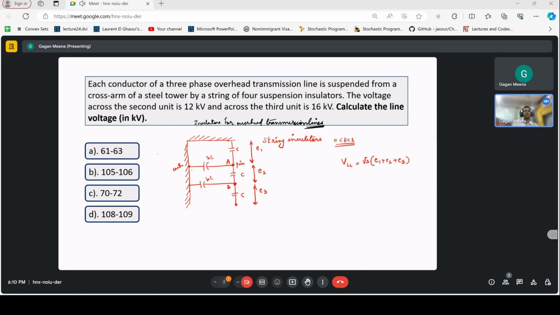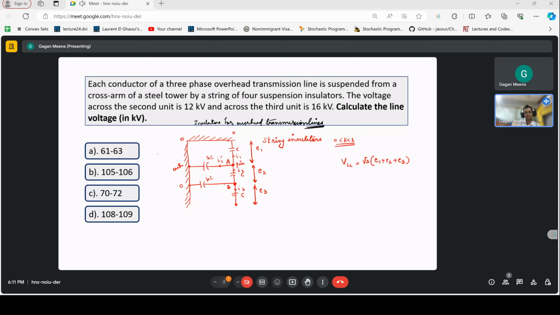Now if you want to write KVL, not KVL, it is KCL. Let us first define currents. So this is I1, this is I1 dash, this is I2, this is I3, and this is I2 dash. So we write KCL at each of these nodes. So KCL at node A: you can write I2 is the sum of two currents, which is I1 and I1 dash.